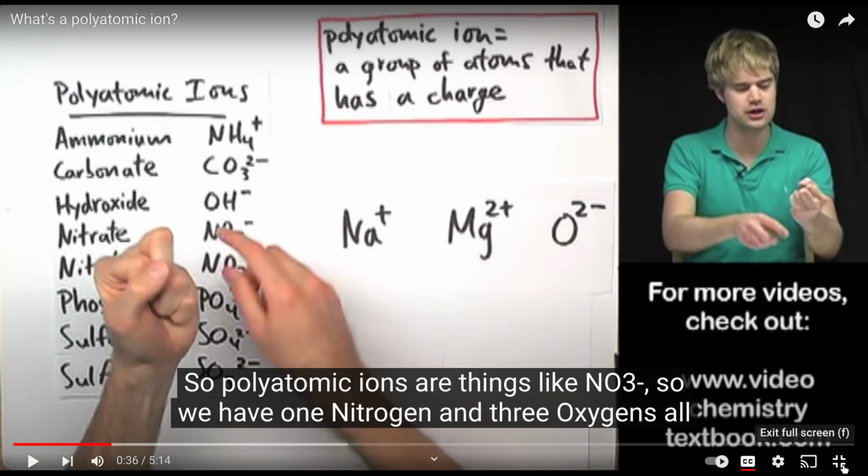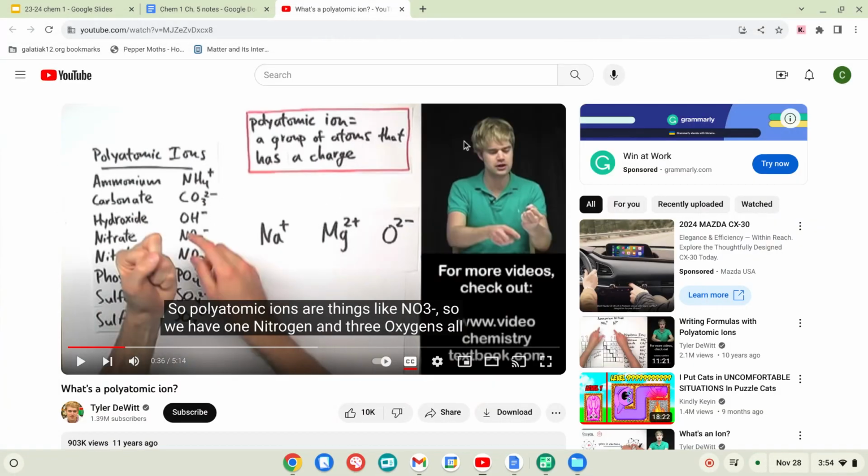Now almost all of them are going to be negatives. If you see Tyler right here, most of them are negatives except for this positive ammonium. So most of the time it is going to be the second one in our formula. We know that we're always positive before we are negative.